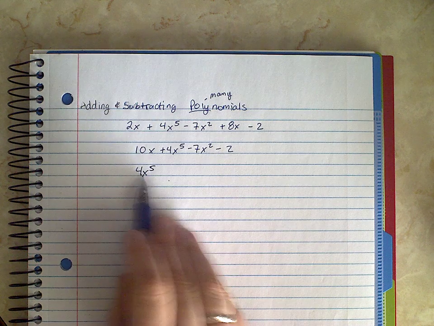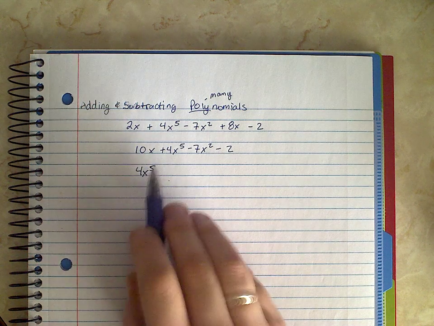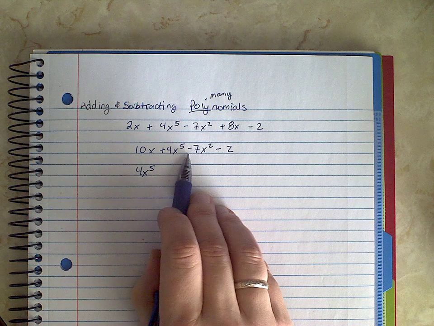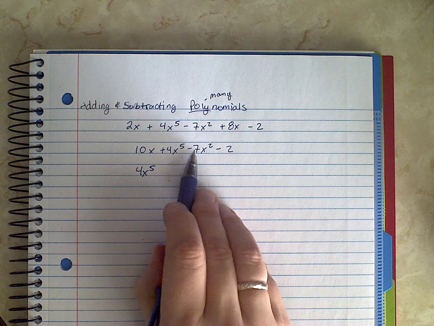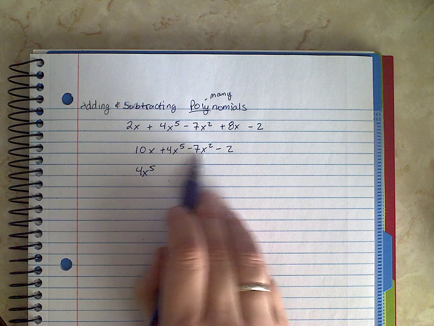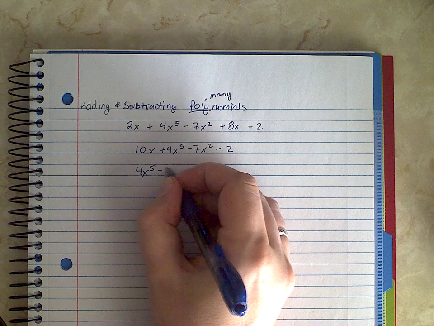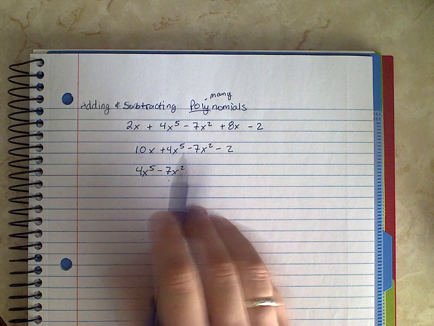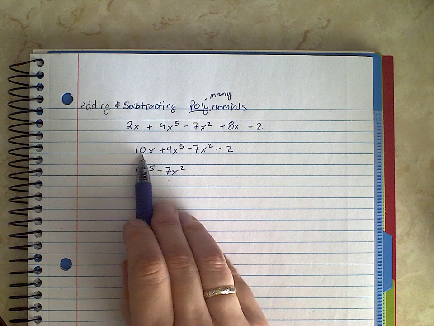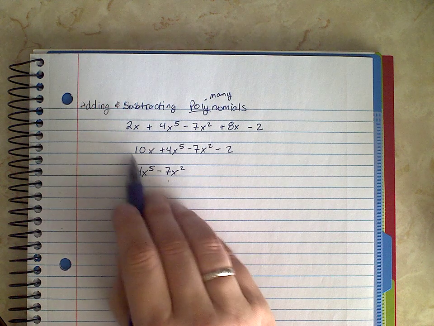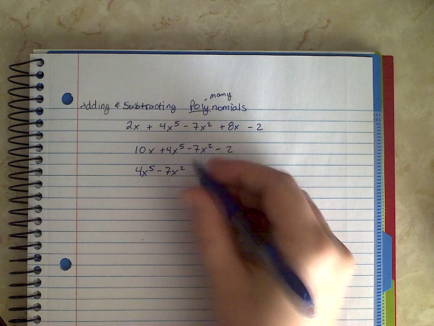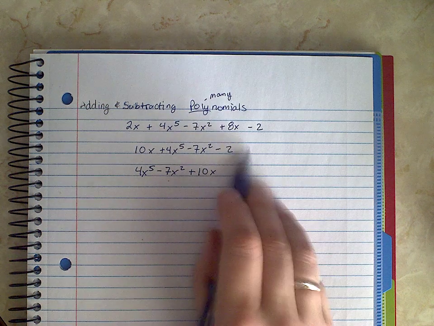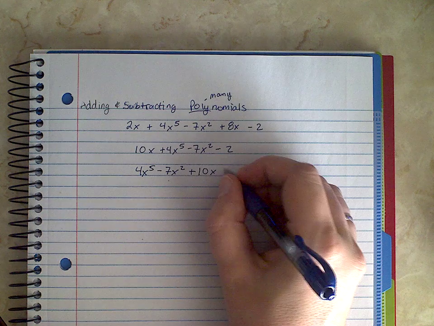And then what should come second is the one with the next highest exponent. The next highest exponent isn't just 7x squared, it's minus 7x squared. We got to keep that sign with it. So it's negative 7x squared, or minus 7x squared. And then the next highest power of x is the plain x. Now there's no sign in front of this 10x, so it's just plus 10x. And then the last is going to be the one with no x's at all, which is minus 2.